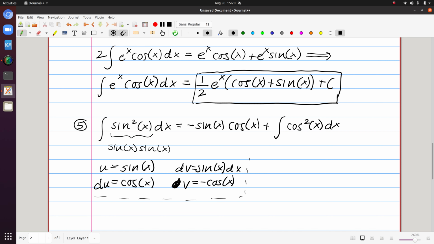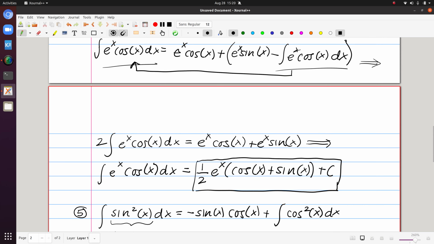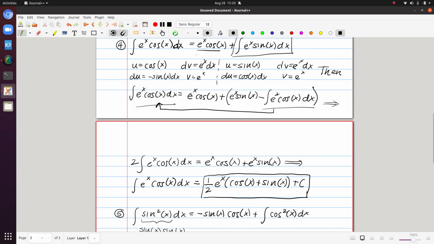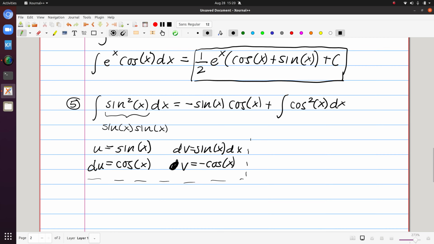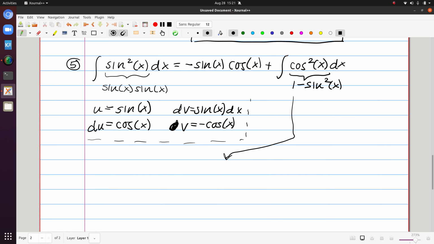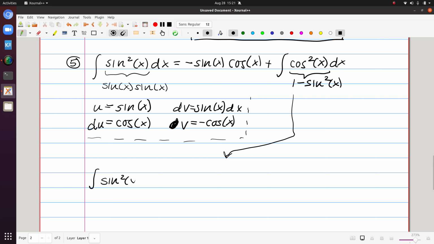So in this instance, what I want to do is, we saw before, bringing in the integral we started with can sometimes be helpful. So we're looking for the integral of sine squared. We know that cosine squared is 1 minus sine squared of x. So we can actually say then that the integral of sine squared that we started with is minus sine x cosine x plus the integral of 1 minus the integral of sine squared.